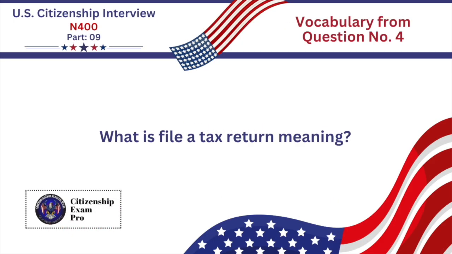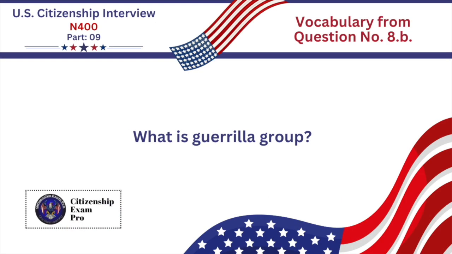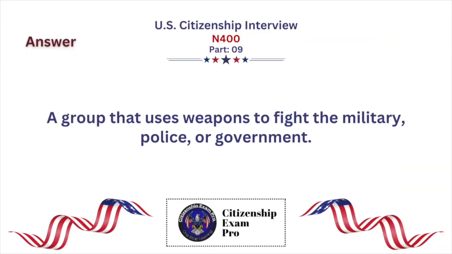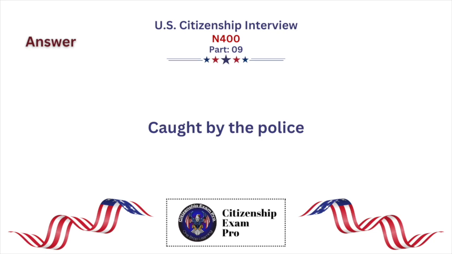What is file a tax return meaning? Send a tax form to the government. What is guerrilla group? A group that uses weapons to fight the military, police, or government. Do you understand the meaning of arrested? Caught by the police.